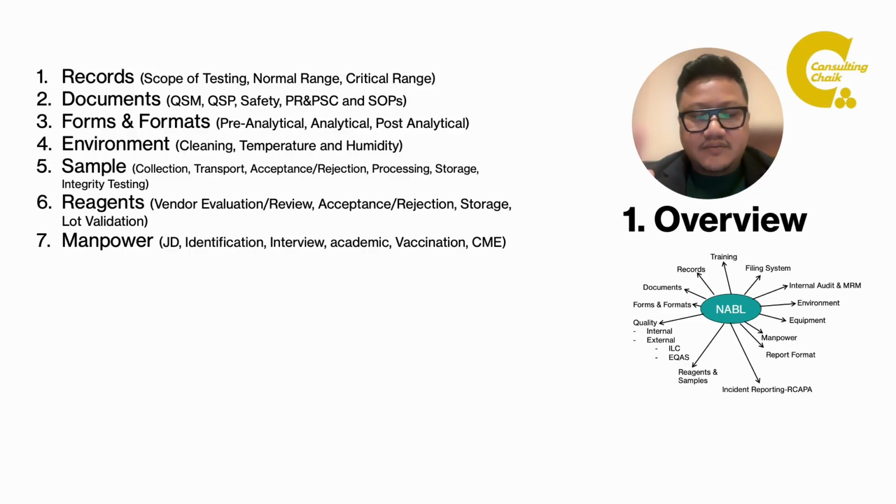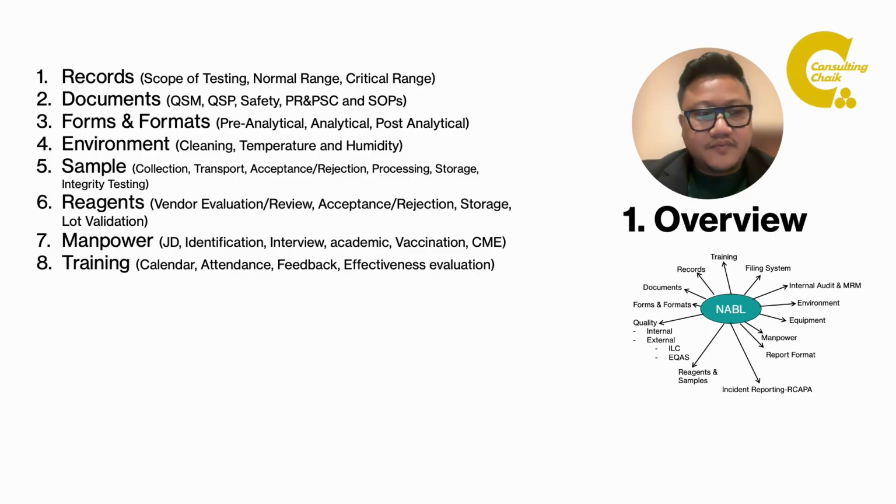For manpower, the file should have the job description, identification documents, and then the interview documents, academic records, vaccination, CME, which can happen anytime, and they also need to have their titer test done. Then for training you should have a calendar, and then the training records, the attendance, and a few things written about the training. Then training feedback, and then you also need to keep training effectiveness evaluation records.